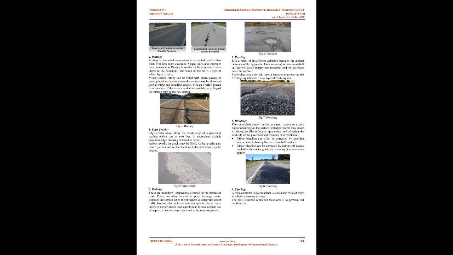7. Raveling. It is a result of insufficient adhesion between the asphalt cement and the aggregate. Once raveling occurs, an asphalt surface will lose its impervious properties and will let water enter the surface. The typical repair for this type of situation is to overlay the raveling asphalt with a new layer of fresh asphalt.